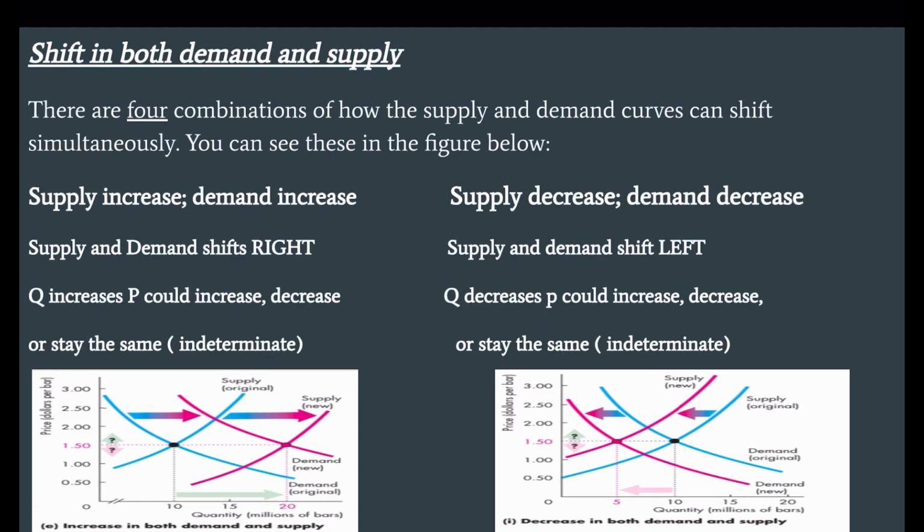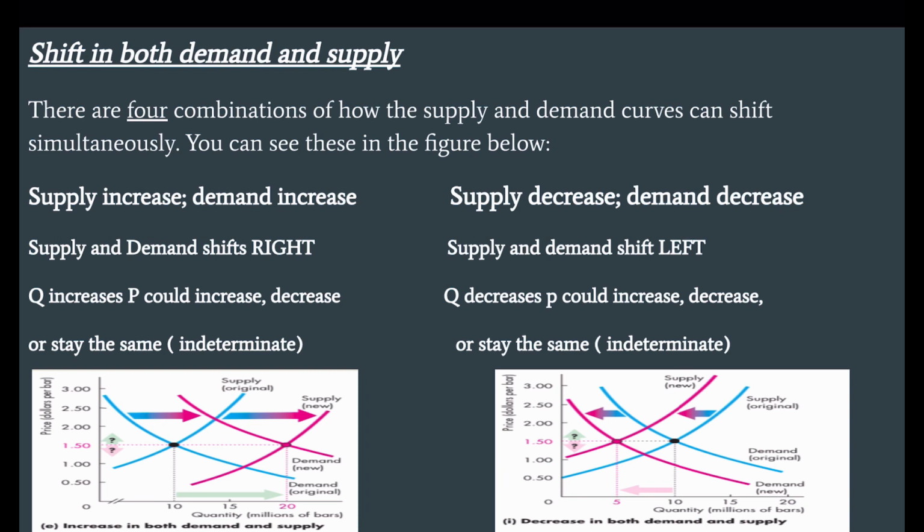Shift in both demand and supply. There are four combinations of how the supply and demand curves can shift simultaneously. You can see these in the figure below. The first is both supply and demand increase, or it shifts right. So in this case, if supply increases, the quantity increases. If demand increases, then also quantity increases. So in both the scenarios, the quantity increases, but price could increase, decrease, or stay the same.